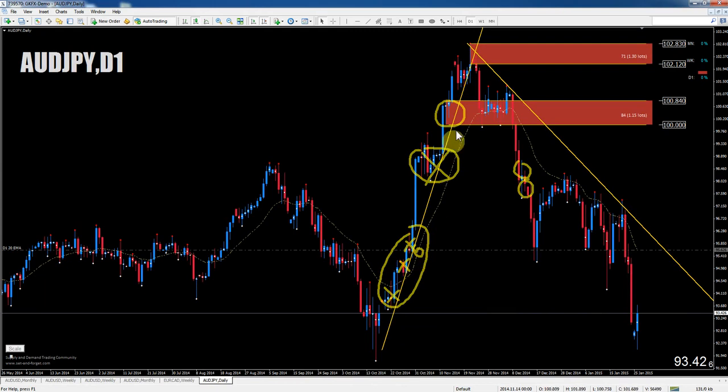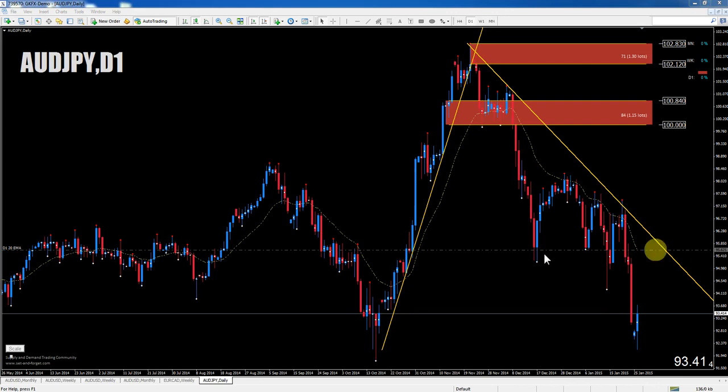When we are overextended after the trend line is being broken, more than 3 CPs on the way up are lower probability, as per the rules. So this is what we have here.